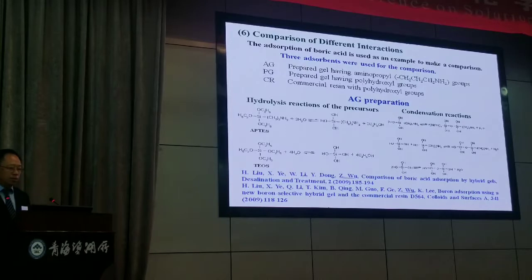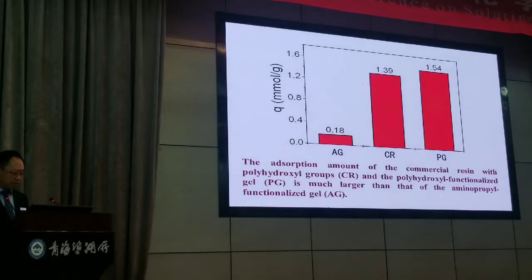Let's do some experiments to have a comparison. Three adsorbents were used for the comparison. Boric acid was used as the adsorbate. We prepared a gel having aminopropyl groups and a gel having polyhydroxyl groups. A commercial resin with polyhydroxyl groups was also used for comparison. The adsorption amount of the conventional resin with polyhydroxyl groups and the polyhydroxyl functionalized gel is much higher than that of the aminopropyl functionalized gel.